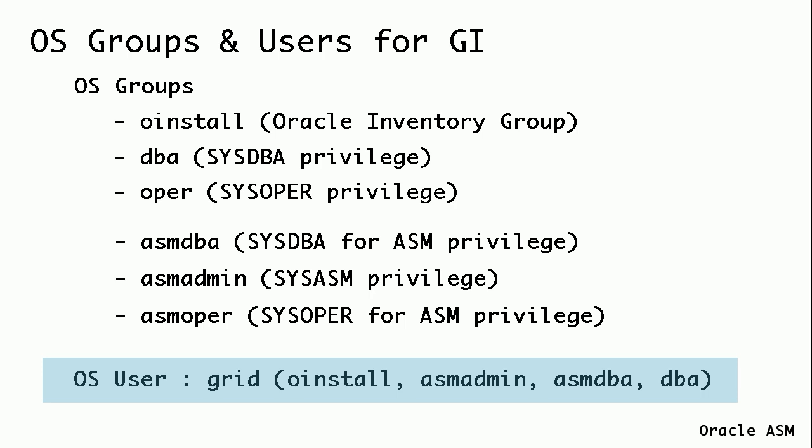Operating System User Grid should be used to install Oracle Grid infrastructure software. Grid User will own and run Oracle Clusterware and Oracle ASM. Note that some components of Oracle Clusterware will run with root user privileges. Install Group should be assigned as primary group for Grid User. ASM Admin, ASM DBA, and DBA groups should be assigned as secondary groups for Grid User.